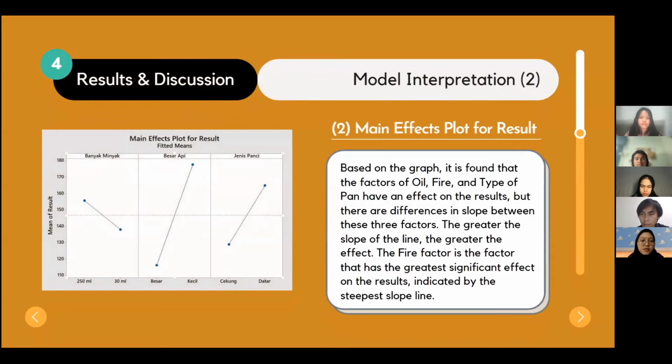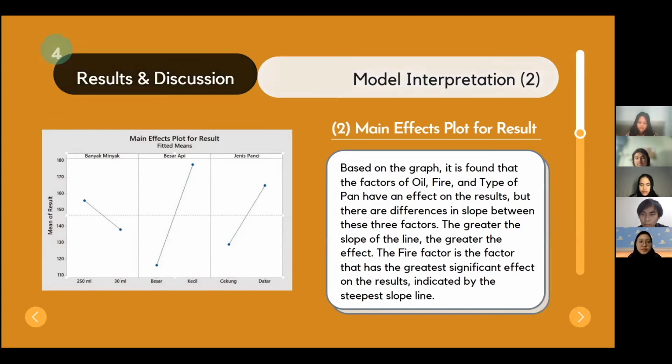For the main effects plot for result, as we can see on the graph, the factors of oil, fire, and type of pan have an effect on the result, but there are differences in slope between these three factors. The greater the slope of the line, the greater the effect. The fire factor has the greatest significant effect on the result, indicated by the steepest slope line.